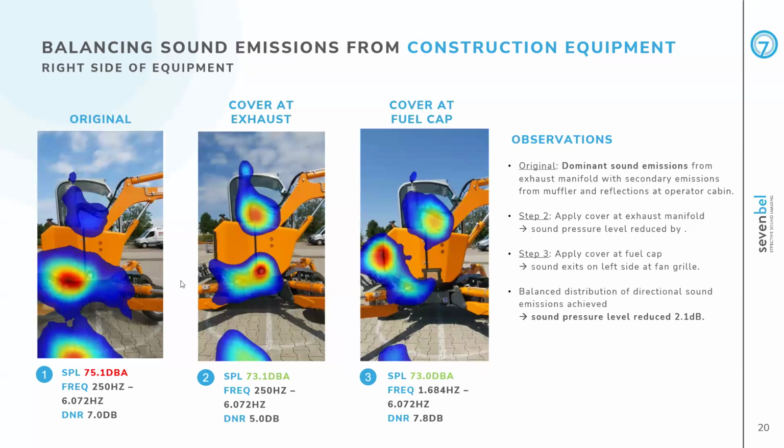As a next step, the engineers put a metal sheet cover at the exhaust manifold. And you see in the second step, the engineers were able to reduce the sound pressure level under that particular viewing angle by 2 dB, from 75.1 down to 73.1. You see that the acoustic image now looks totally different, and that the dominant sound sources have shifted. We now have the dominant sound source around the fuel cap. We still see the muffler, the sound at the exit of the muffler, and the reflections at the window glass of the operator's cabin are more dominant now.